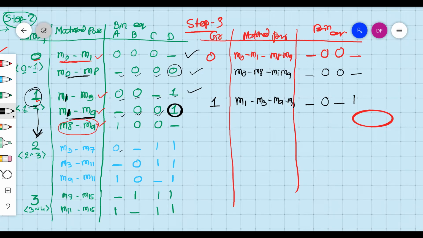Yes, it's working. Okay, this and this only, sorry, this bit is changing, the rest are all the same. So we can make a group of M1 M9 with M3 M11. Okay, M3 M11.